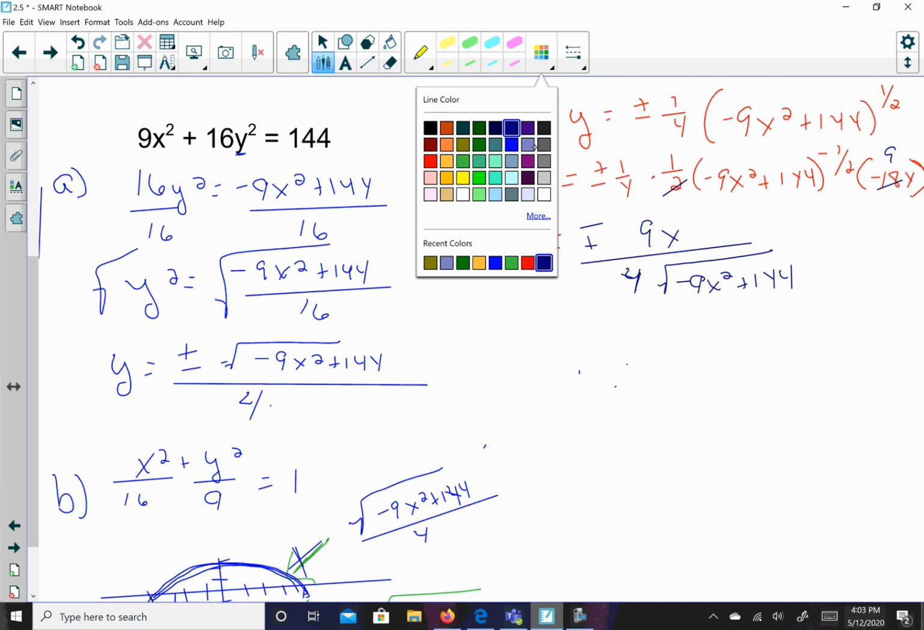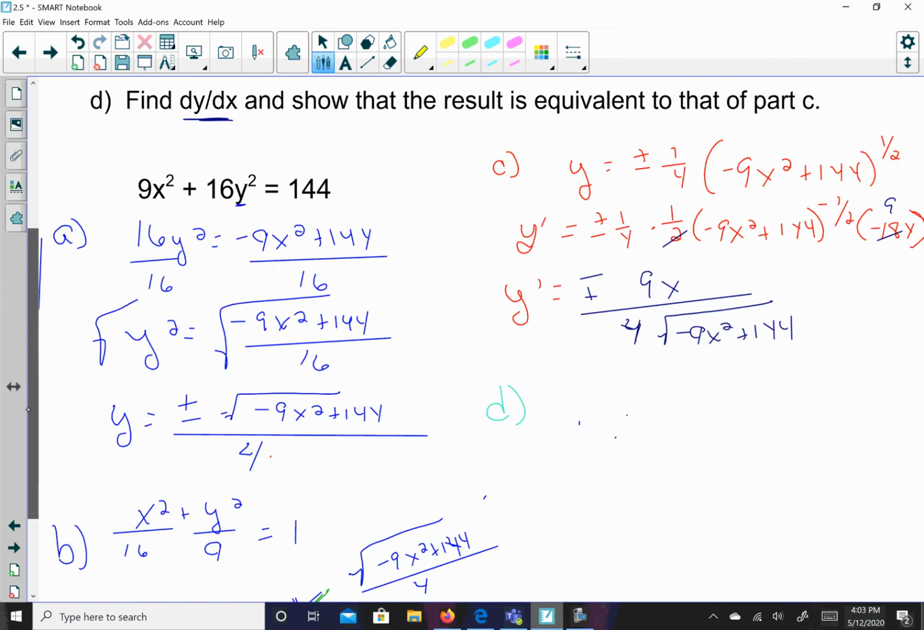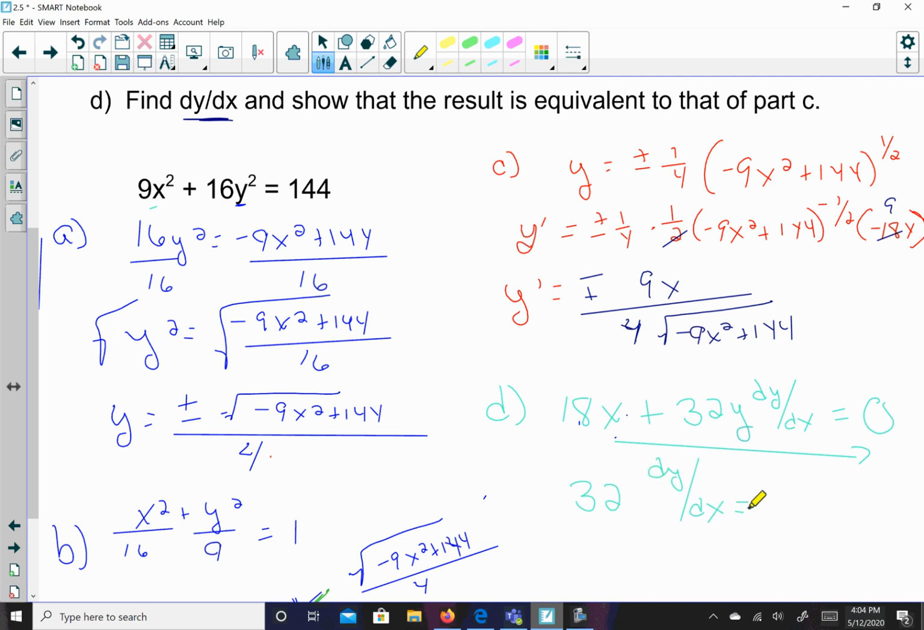So let's have a nice happy color for that. So many choices. So when I do D, oh, that's a lovely color. I'm going to do 18x, because that's the derivative of 9x squared, plus the derivative of 16y squared will be 32y. And then I'm going to write dy dx. And the derivative of 144 is 0. So when I'm solving for dy dx, I'm going to take that 18x to the other side. So I'm going to have 32y dy dx is equal to negative 18x.